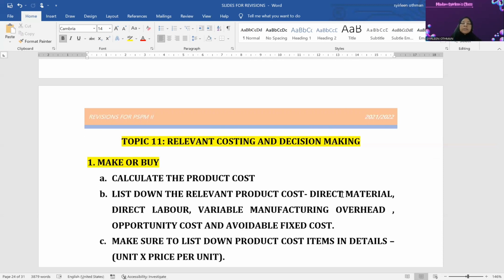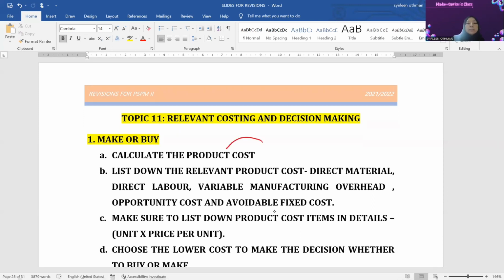Sebab in the question sometimes they give you both. So you need to faham betul-betul apa maksud relevant cost and irrelevant, so that when you do the calculations for your incremental analysis, okay, you will be using only the relevant costs involved. Okay, so untuk make or buy, okay, we are actually calculating the product cost. So bila kita kira cost, so our decision is based on the lower cost. Kita akan ambil yang lebih rendah.